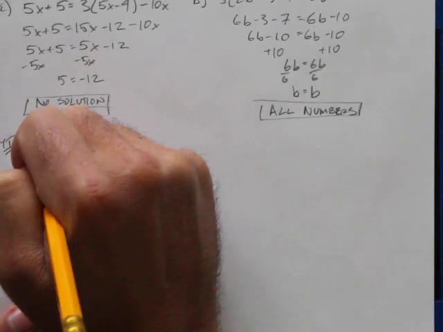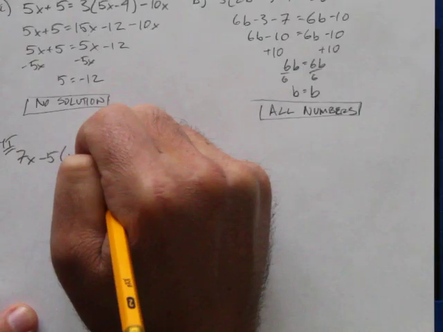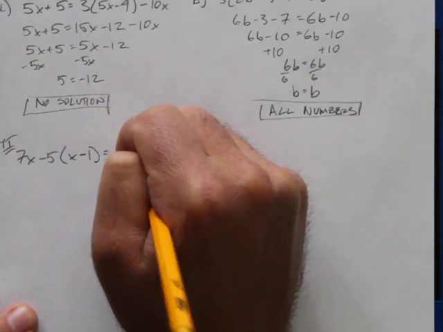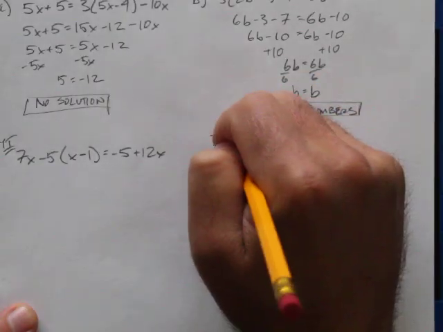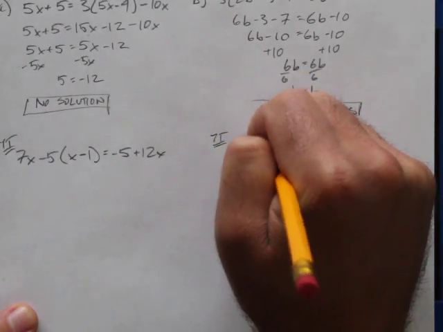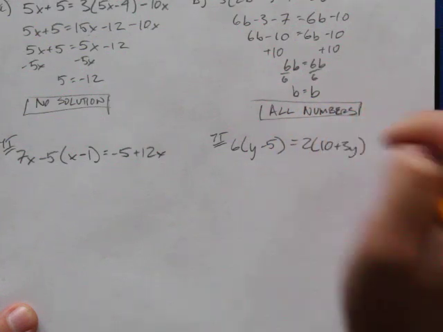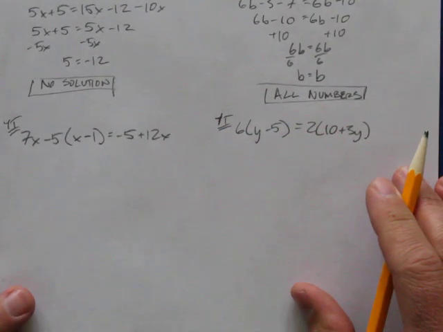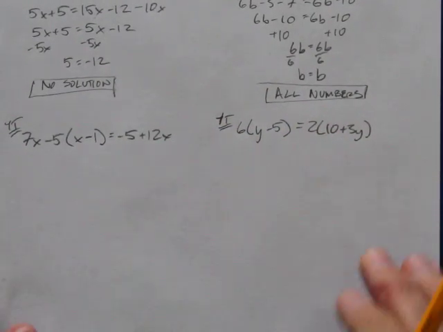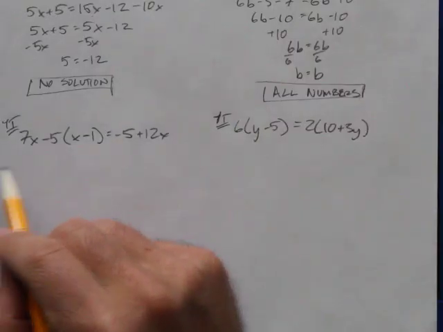So 7x plus 5 times x minus 1 equals -5 plus 12x, and 6 times y minus 5 equals 2 times 10 plus 3y. All right, do these two and see what you come up with, and then we'll do them together when we get back. So go ahead and pause now. All right. Let's look at these ones.